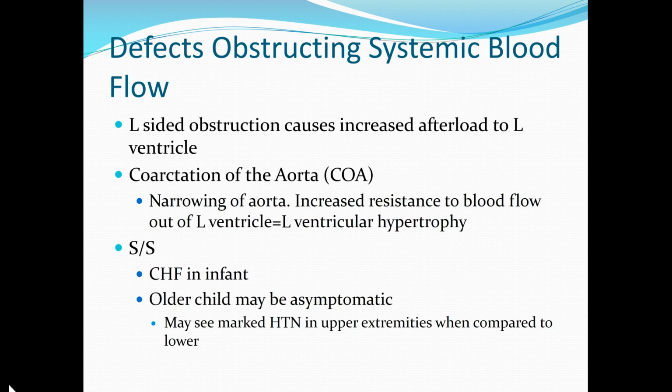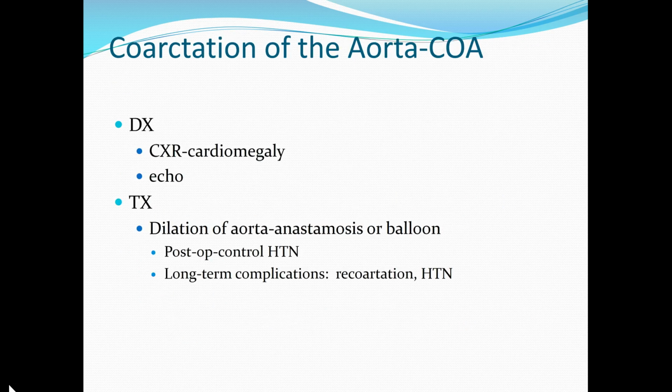So it's important, again, this is where nursing assessment comes into play, that you're palpating all 4 pulses and documenting how strong they are. And in this case, if you notice a difference in the pulses, you may want to take a blood pressure in all 4 extremities. So this, you can diagnose it with a chest x-ray. You may see cardiomegaly again. An echo is going to tell you the size of the aorta and the function of the aortic valve and of the left ventricle. These children are going to need lifelong follow-up.